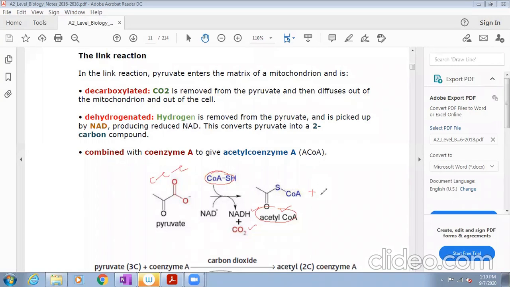Yes. With the help of coenzyme A, pyruvate converts into acetyl-CoA. At this time, NAD converted to NADH plus carbon dioxide.